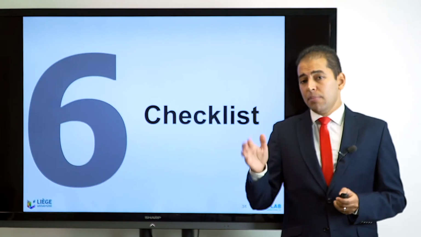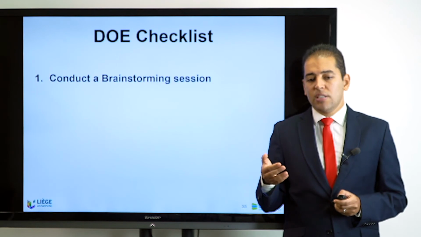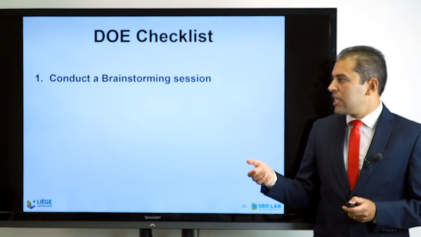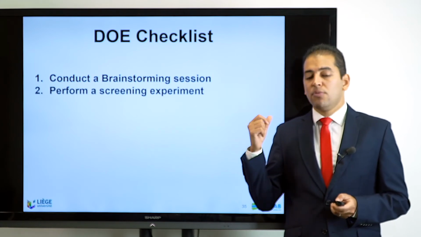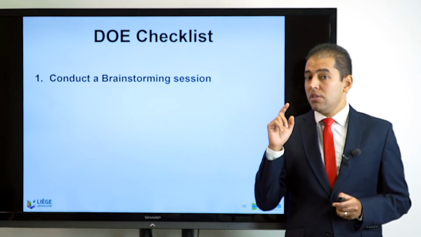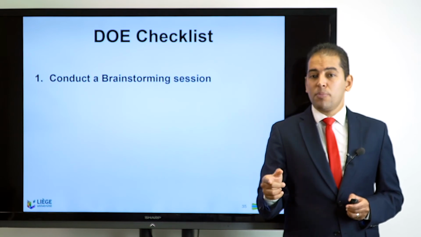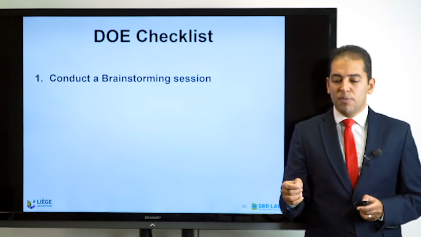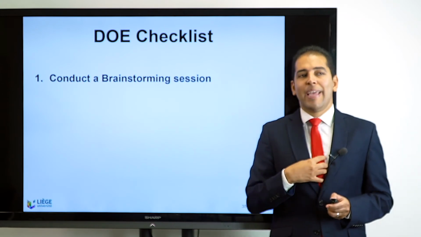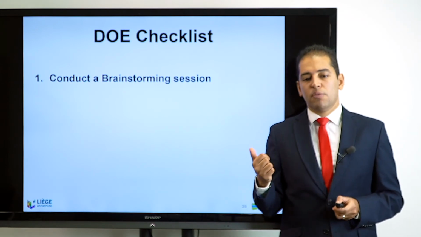So I'm coming to the end of the presentation. A checklist I want to share with you regarding the design of experiment. Design of experiments starts with a brainstorming session. In the brainstorming session, you have to involve experts, involve your promoter, involve senior researchers who previously conducted experimental research, and who have a kind of familiarity with the nature of the problem.